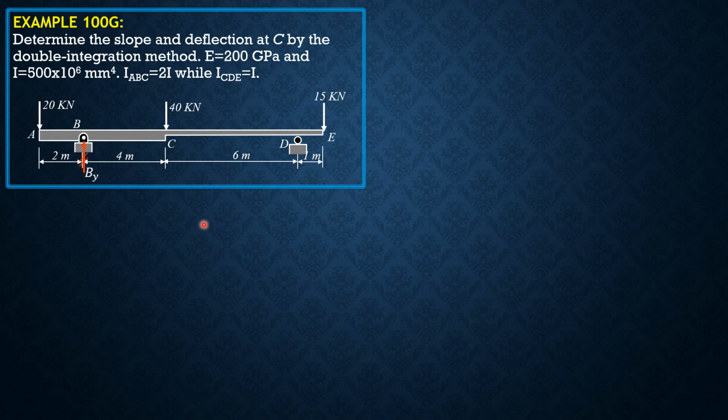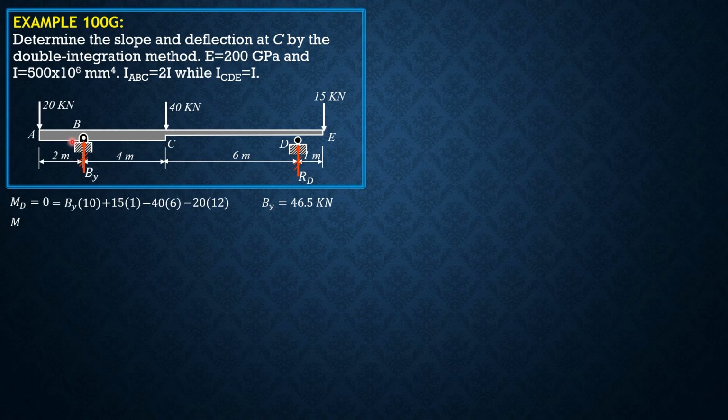Solving for By and Rd, so summation moment about D equals 0. Then we have By times 10 plus 15 times 1 minus 40 times 6 minus 20 times 12. So By is equal to 46.5 kilonewtons.